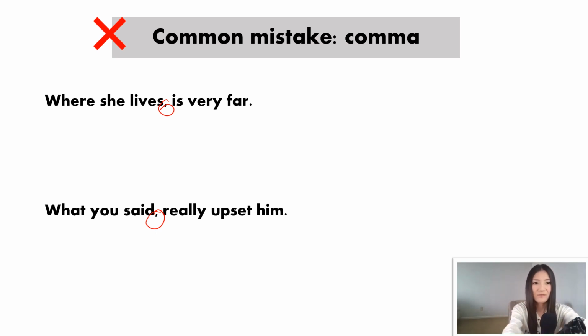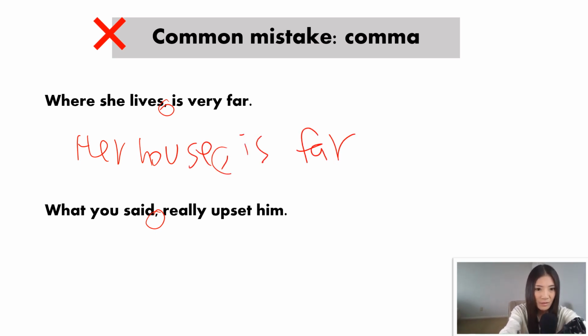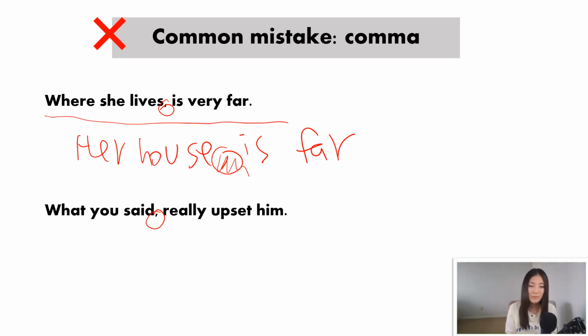Let me give you a different example. If I say her house, comma, is far. You cannot have a comma between house and is, the subject and verb, right? You would just have to say her house is far without any commas. And this is the exact same situation. Just because we have a long noun clause does not give us permission to put a comma between the subject and verb right here. And very similarly, the second sentence, what you said really upset him.